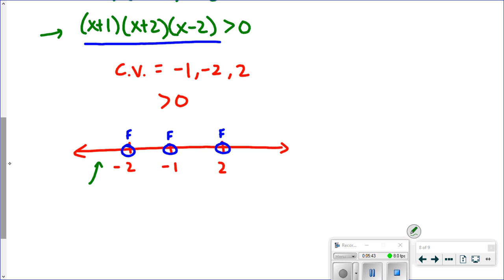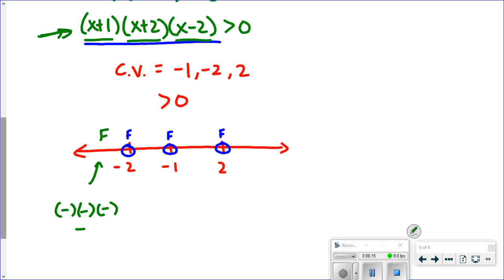-3 plus 1, well, that's negative. -3 plus 2, that's negative. And then -3 minus 2, that's also negative. So a negative times a negative times a negative is negative. Okay. And then is a negative number greater than 0? No. So this is false.